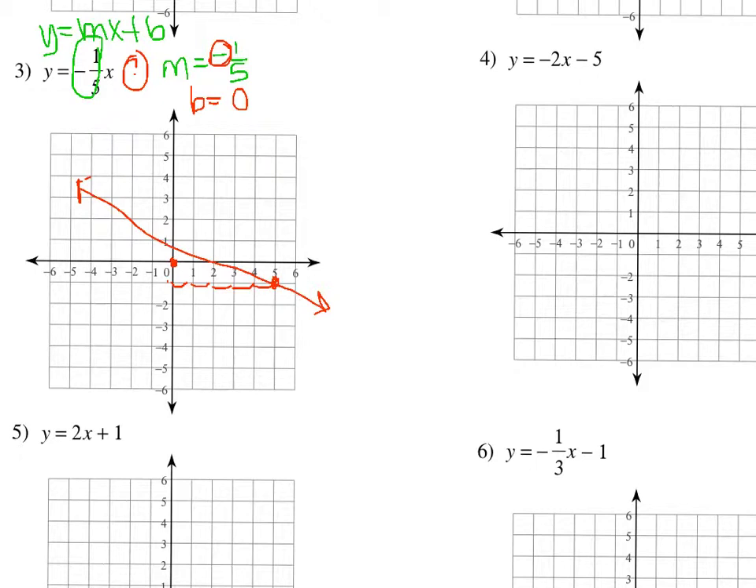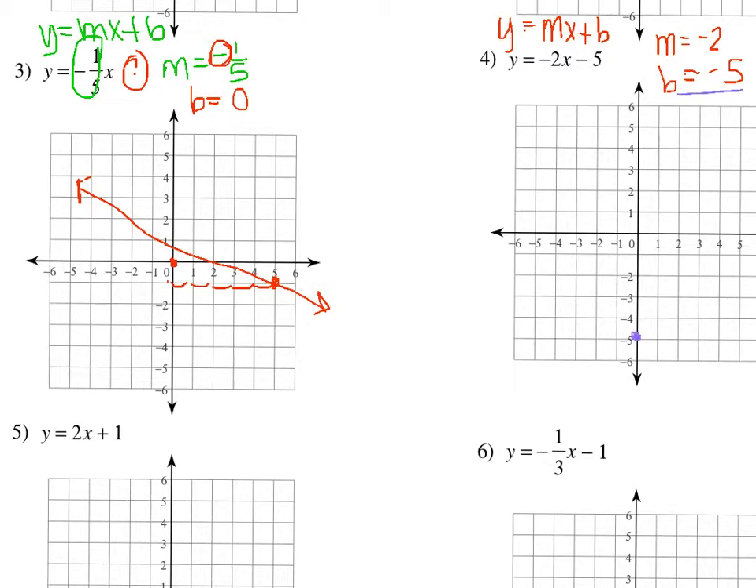Okay, the next one, write your y equals mx plus b. The number in front of x, or the m value, is negative 2. And the b value, the constant, with its sign is negative 5. So I'm going to go ahead and put my first dot on negative 5.